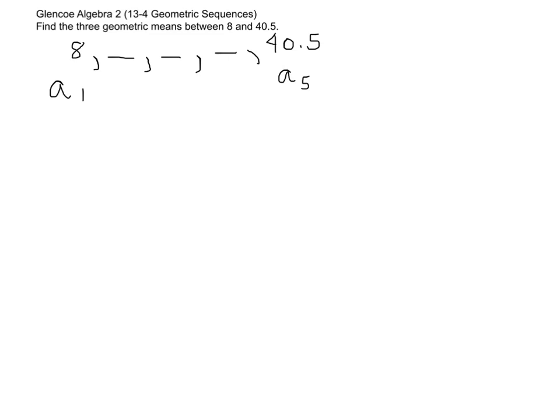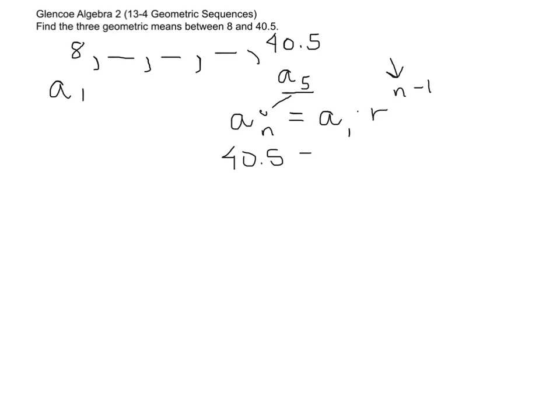Using our equation for geometric sequences, which is a sub n, which means the nth term, equals a sub 1, aka the first term, times the common ratio to the power of n minus 1, we can figure out what the missing information is. Something we do not know is the common ratio, but we can use our given information as our fifth term to plug in for our values for the fifth term here, as well as our n value of 5. So let's begin.